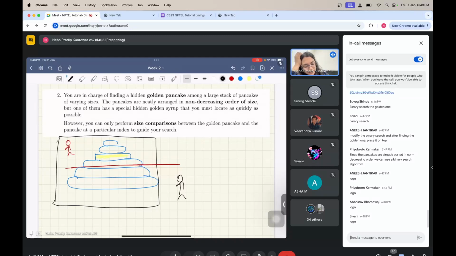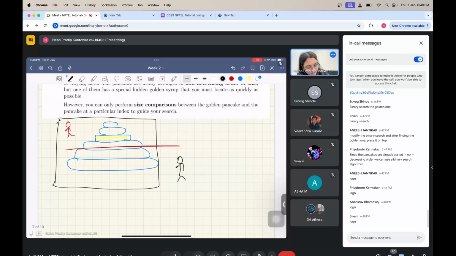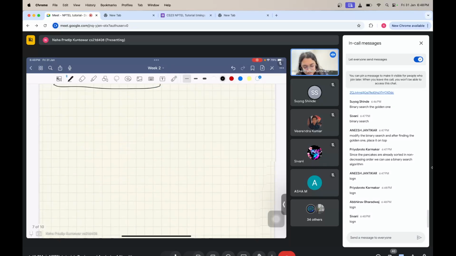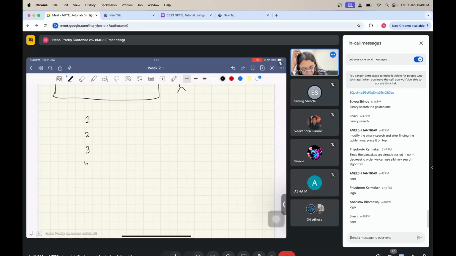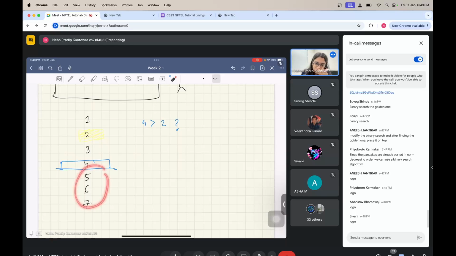So maybe I'll take an input instance and run our example on that. Let's say you have this sorted array, and let's say that 2 is the golden colored pancake and I want to find it. So we'll use our binary search idea. We put our spatula in the middle, which is 4 in this case, and we ask whether 4 is greater than 2 or smaller than 2. It so happens that 4 is larger, so that means my answer should lie somewhere here. It can't be here, because the golden pancake is smaller than that.